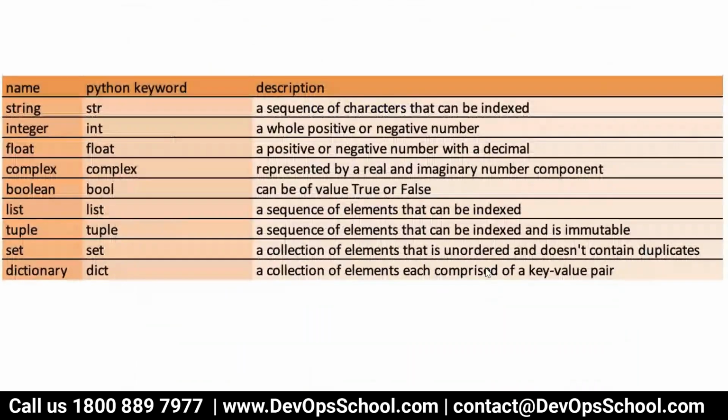So this is the description. For string, you can use a special keyword which is called str. Integer, int; float, float; complex, complex; boolean, bool; list, list; tuple, tuple; set, set; and dictionary, dict. So these are the keywords you can use in the Python programming language also.